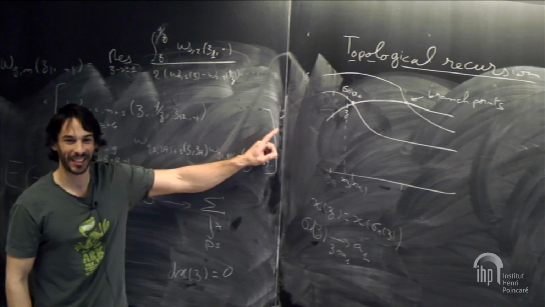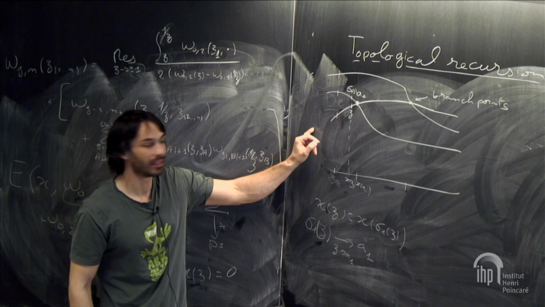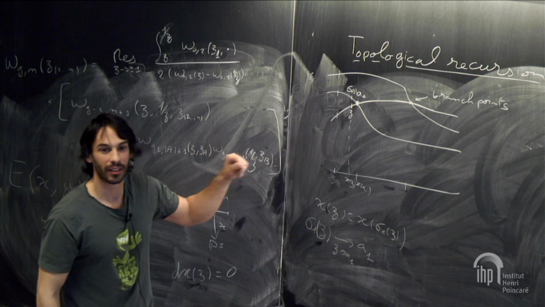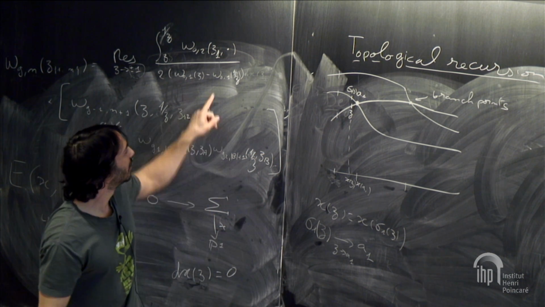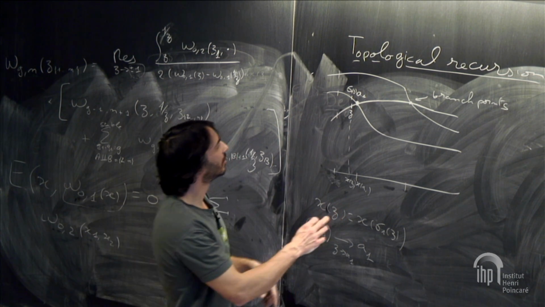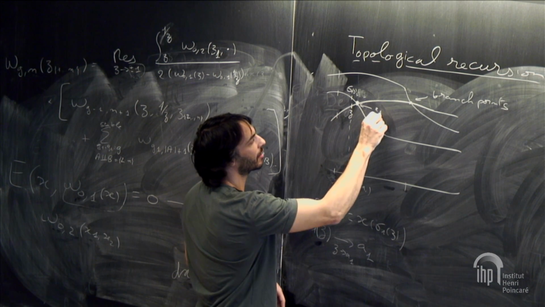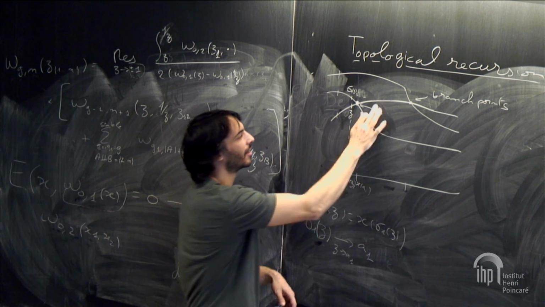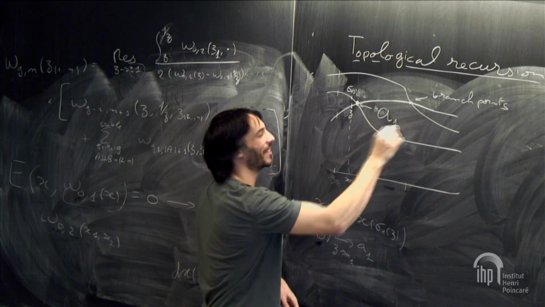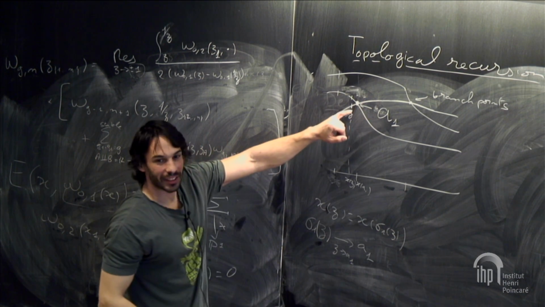Is there something you cannot read? Sorry? What? Here? So here I've got the point which I call A1. It's a branch point. A1. Is it OK?